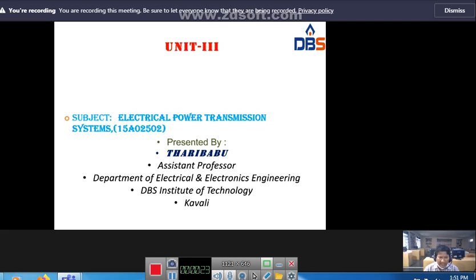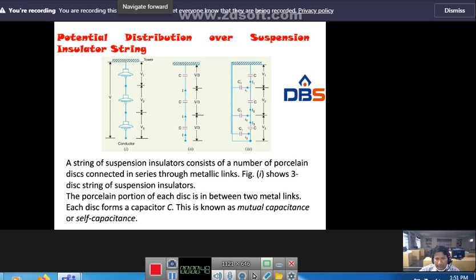Last class we discussed why overhead transmission is better than underground, and also the overhead transmission line conductors, line supporters, and the properties and types of insulators. Now we go for the potential distribution over a suspension insulator string. That means how the voltage will be distributed in each and every insulator.